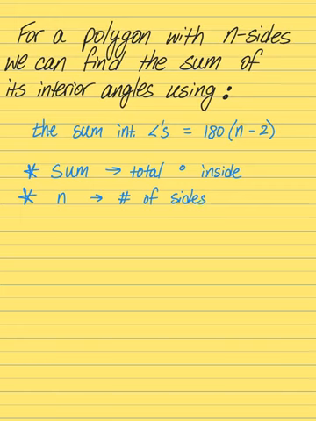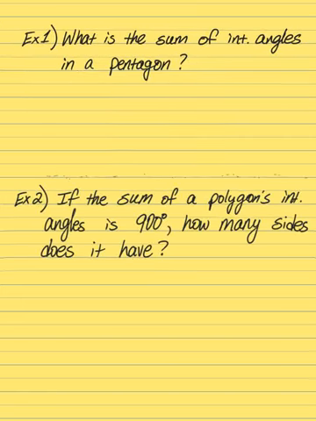And on the next slide, we're going to do a couple of examples where we're looking at either finding the sides or finding the sum of angles. So in our first example, it says, what is the sum of interior angles in a pentagon? So when we look at this word pentagon, this prefix pent means that the polygon that we're talking about has 5 sides. So that also means in our equation, our letter n is equal to 5 because there are 5 sides. So I start with the original equation.